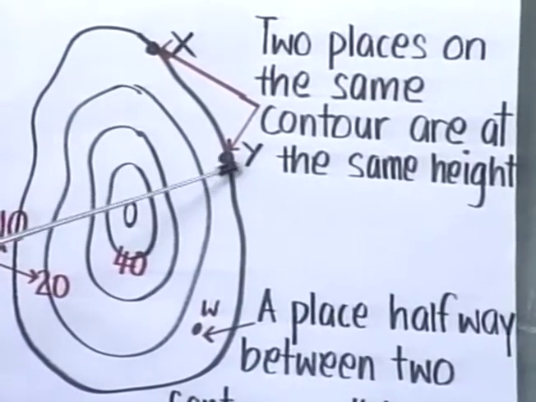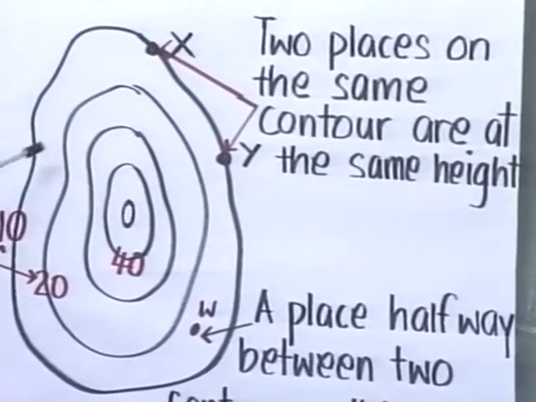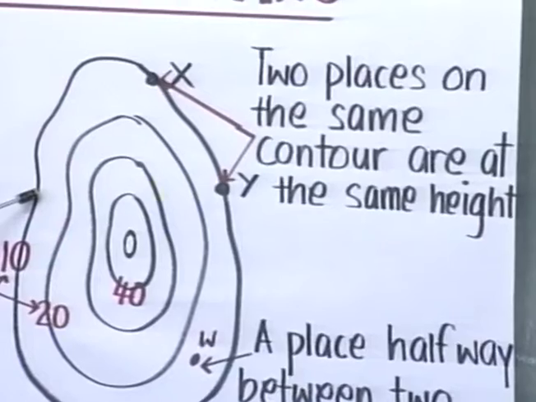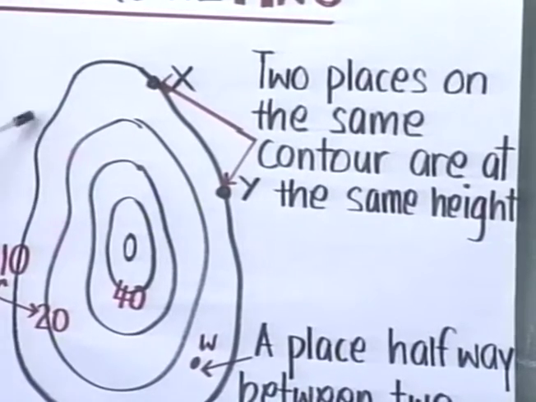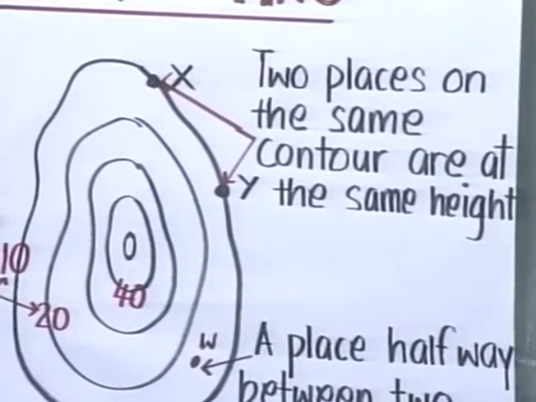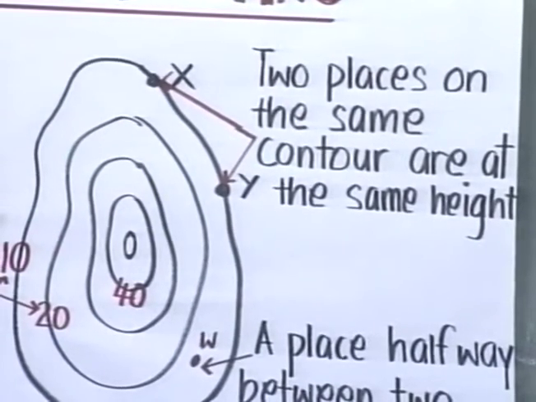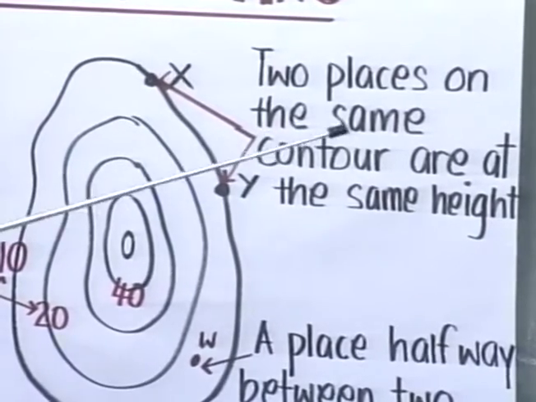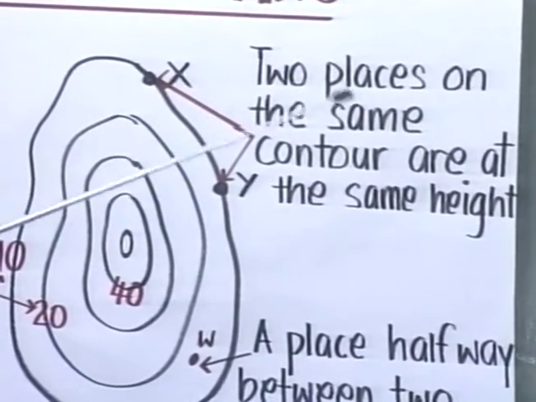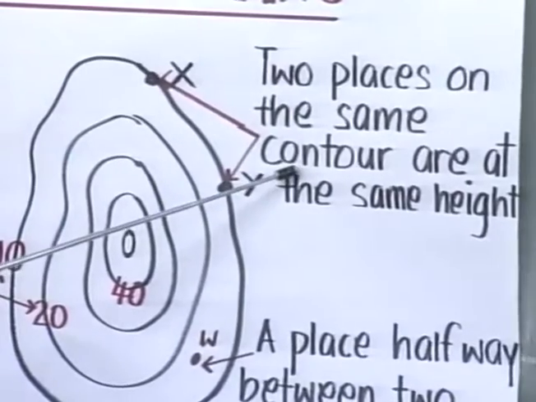Even if maybe place X is here and we put maybe place A on the other side, for as long as it sits on the same contour line, it will have the same value. So any two places on the same contour are at the same height above sea level.